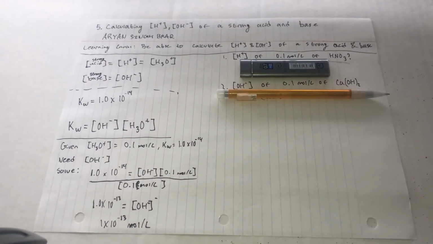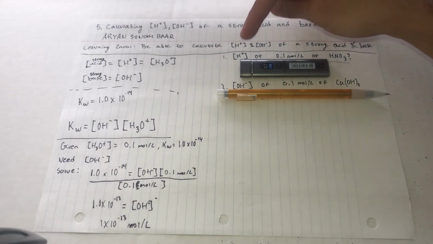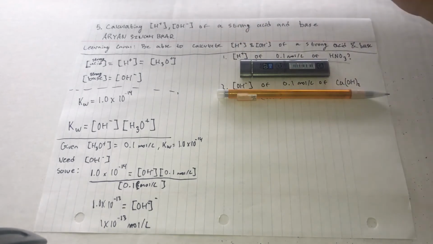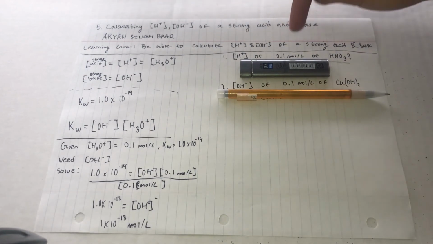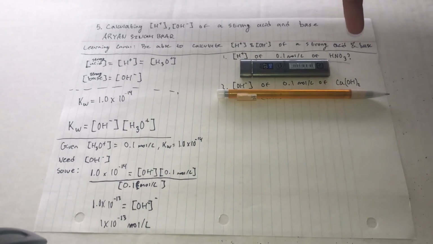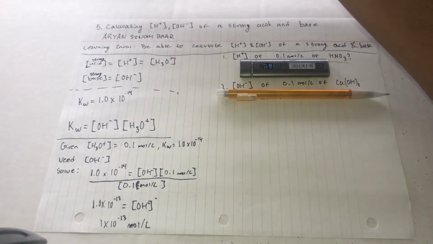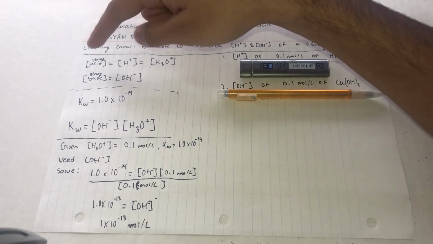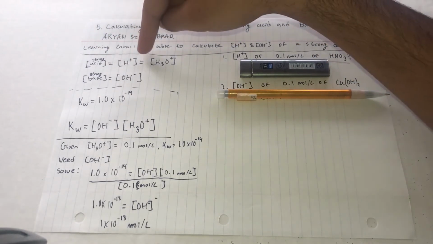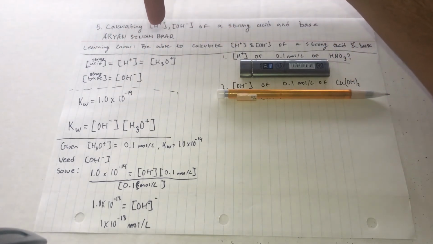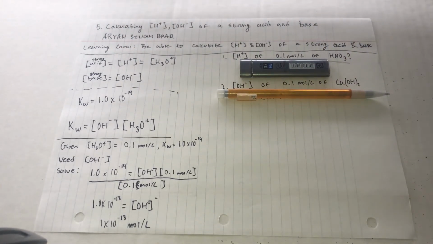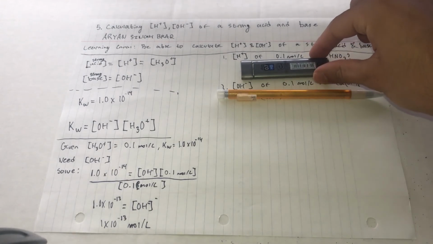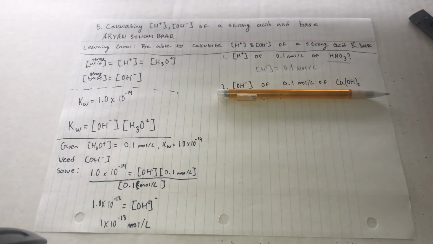If you were asked to find the hydrogen ion concentration or the H3O concentration, they're the same thing, of 0.1 moles per liter of nitric acid, it's actually very simple. Nitric acid is a strong acid, and therefore, since it fully dissociates in water, the concentration of that strong acid is equal to the concentration of H plus ions or H3O ions. So the answer to this question is actually just 0.1 moles per liter.